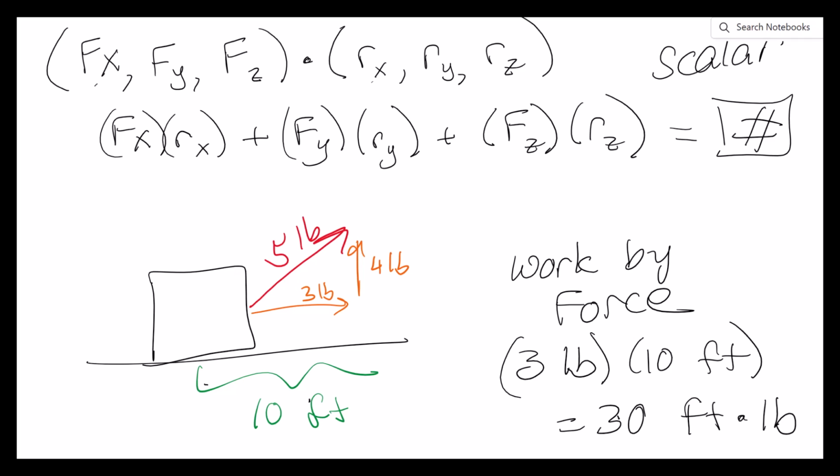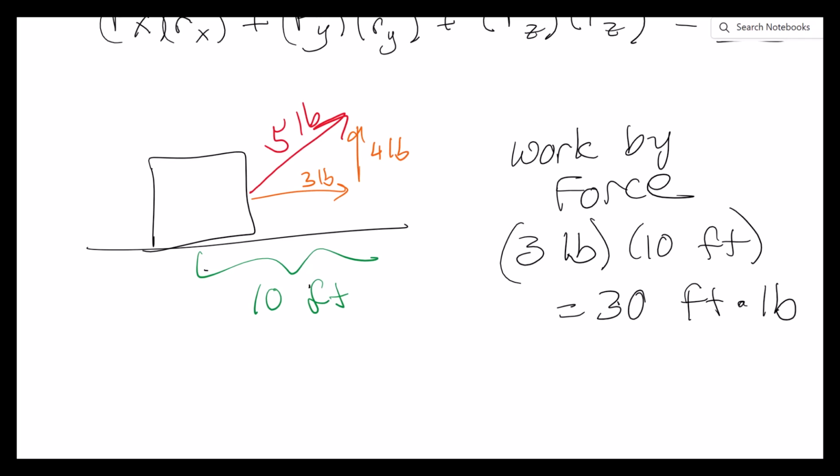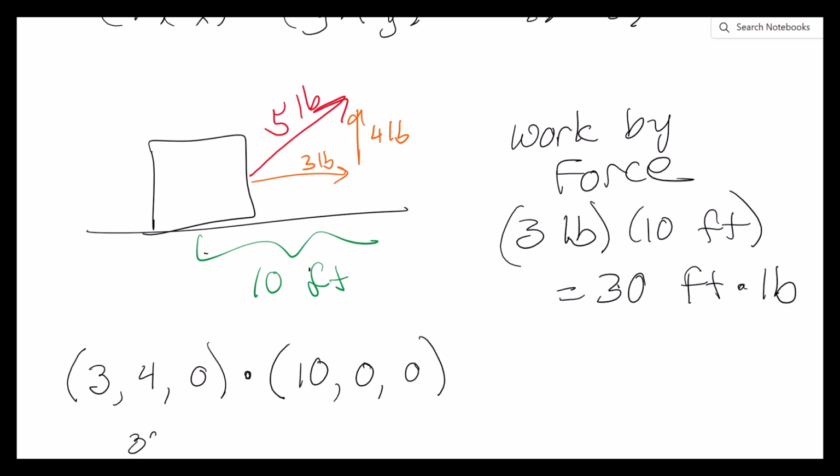So it's not the full 5 times 10 because only a part of the force is going in the direction of the movement. So if you wanted to think about that like a dot product, you'd have 3i hat plus 4j hat plus 0k hat dotted with the r vector, which would be 10 in the x, nothing in the y, nothing in the z. So you'd get 30 plus 0 plus 0, and you get 30. Does that kind of make sense? Okay, so that's why it's a dot product. It's a dot product because you want the same things in the same directions to get multiplied by each other. And that's how you know what kind of work it does.